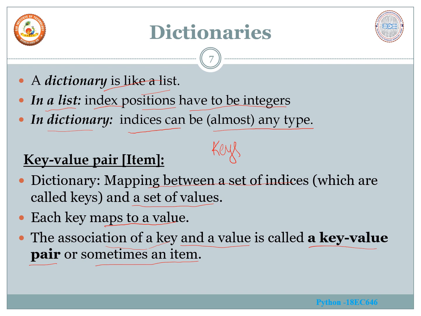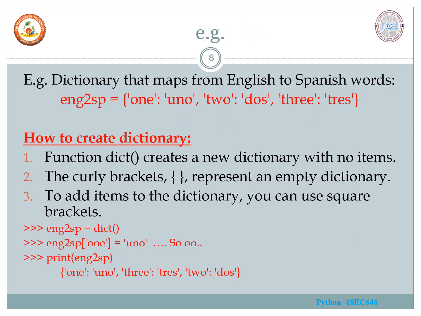If we try to consider as an example, we will build a dictionary that maps from English to Spanish words, so that the keys and the values are all nothing but strings. Okay, so the keys and the values both are considered to be strings. Consider as an example that we are mapping English words to Spanish words. We have taken a few examples.